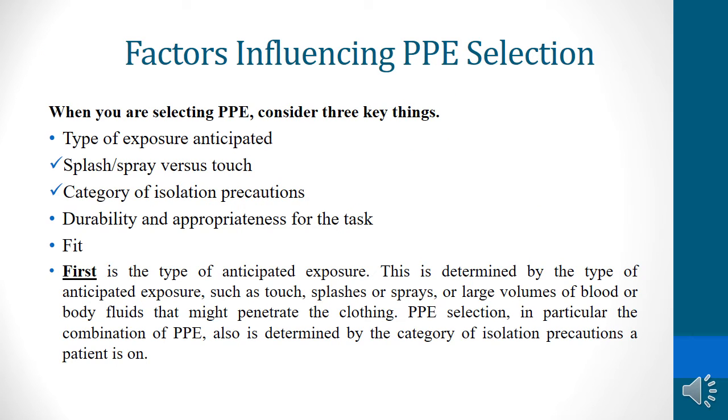Factors influencing PPE selection: we have three considered factors. Number one, the type of exposure anticipated. Number two, durability and appropriateness for the task. Number three, fit. The first one, anticipated exposure, is determined by the type of anticipated exposure, like splash, spray, or large volume of blood and body fluid. The PPE selection in particular, and the combination of PPE, is also determined by the category of isolation precaution the patient is on.